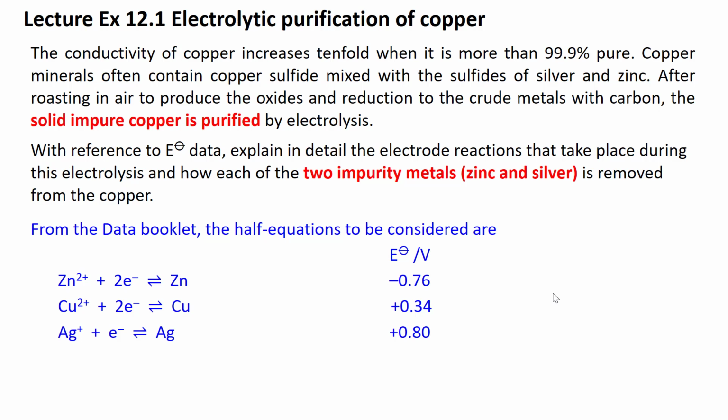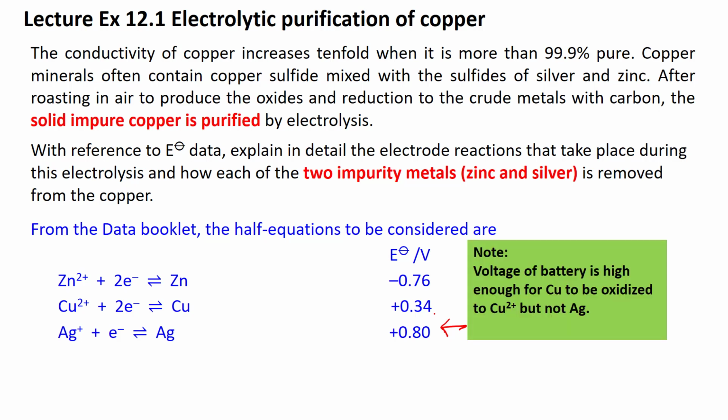So if you look at the reduction potentials, since the reduction potential for Ag+/Ag is more positive than that for copper, it will not be oxidized. The more negative the reduction potential, the more easily it is oxidized. So silver is more positive than copper, so it will not be oxidized. Right now we know that copper is going to oxidize to copper 2+, silver is not going to be oxidized. Let's see what happens to zinc.